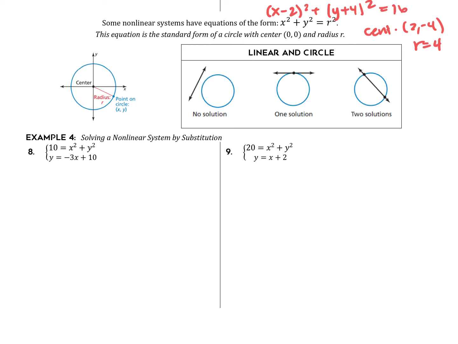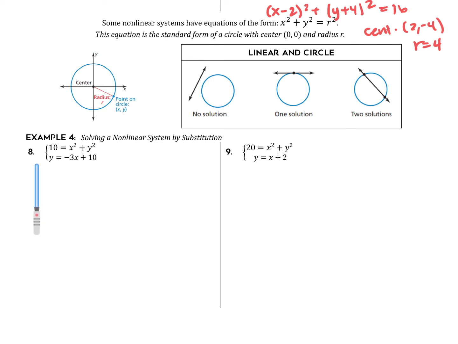So if we have a circle and a line, they could never cross. They could cross once at a tangent point here, or they could cross twice, creating a secant line here, a line that crosses a circle exactly twice. How that geometry sort of comes into play with what we're doing is really not any different. You can still use substitution or elimination.